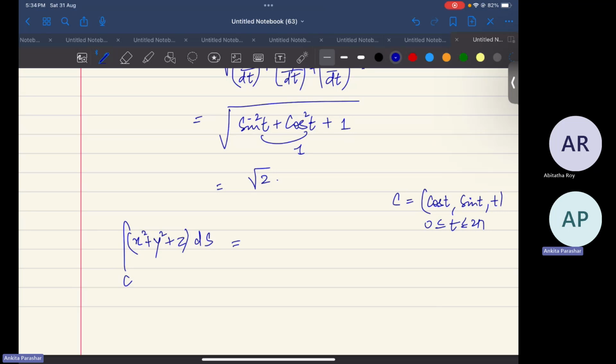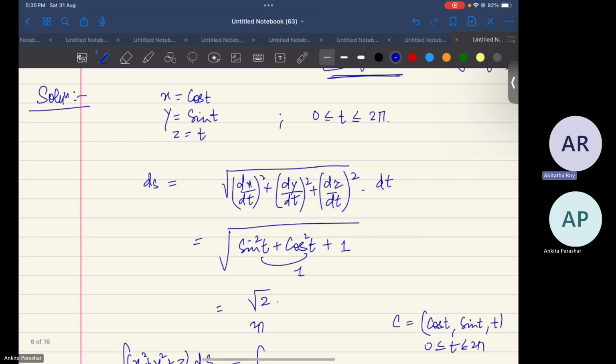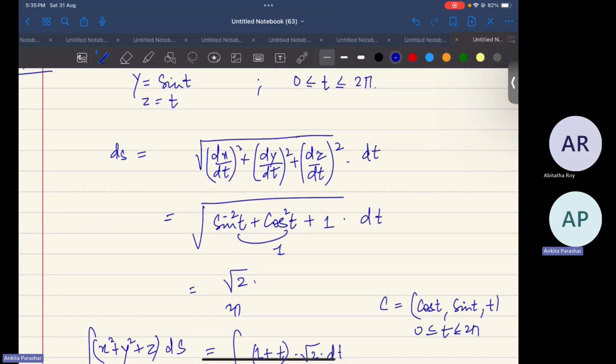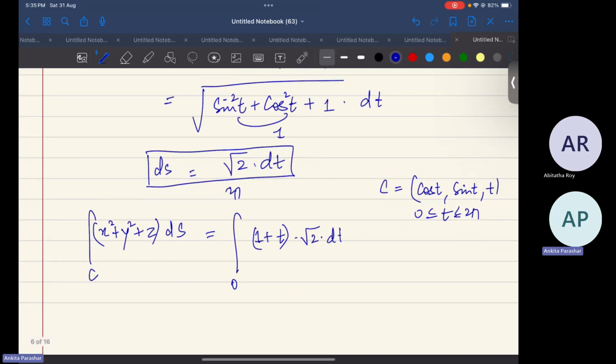So what would you write here? What are the limits of the integral? 0 to 2 pi. And the function? Cos square t plus sin square t plus 1 plus t. Yeah, plus t. So it is 1 plus t, and ds is root 2 times dt, right? All right, so what does it give? Root 2 times t plus t square by 2, from 0 to 2 pi.